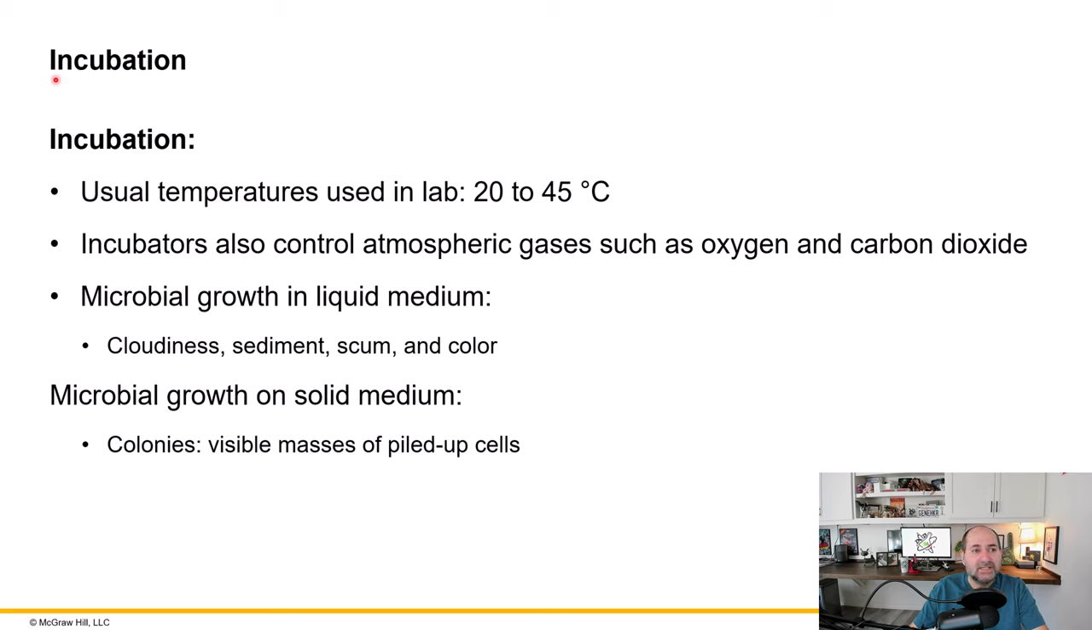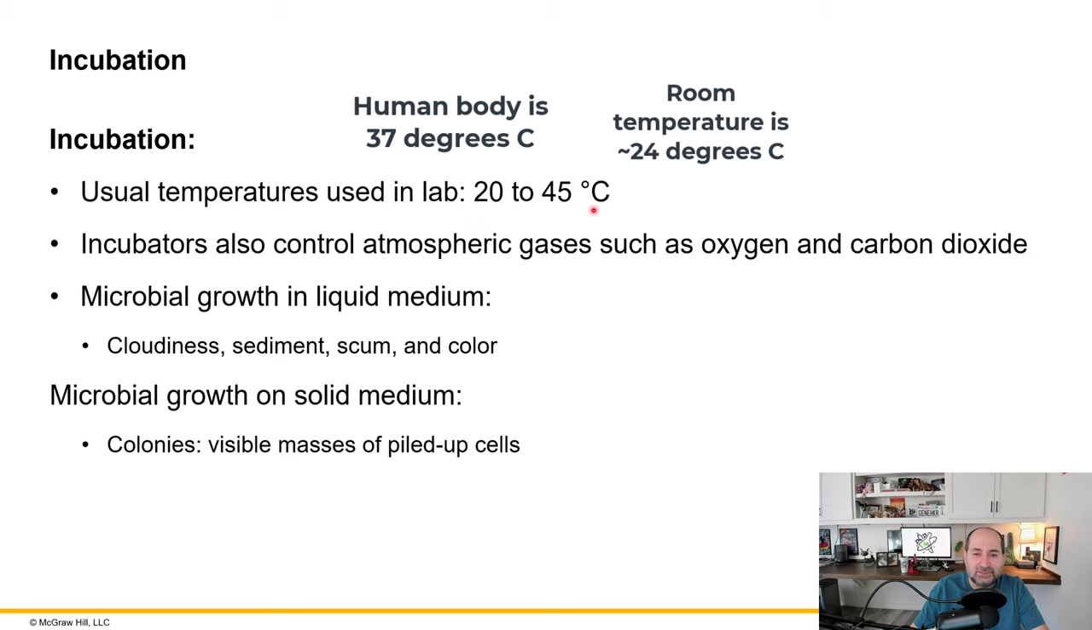As for the next I, incubation, what does this term mean? Incubation is when a medium that's been inoculated with a particular microbe is then allowed to grow in a particular environment. Usually incubators have temperatures in the 20 degrees to 45 degrees C range. This is typically because many microbes grow in this range, especially the ones that cause human disease, because the human body is at 37 degrees Celsius and room temperature is around 24 degrees Celsius. So most organisms that you need to worry about in the clinical setting are organisms that grow in this range.